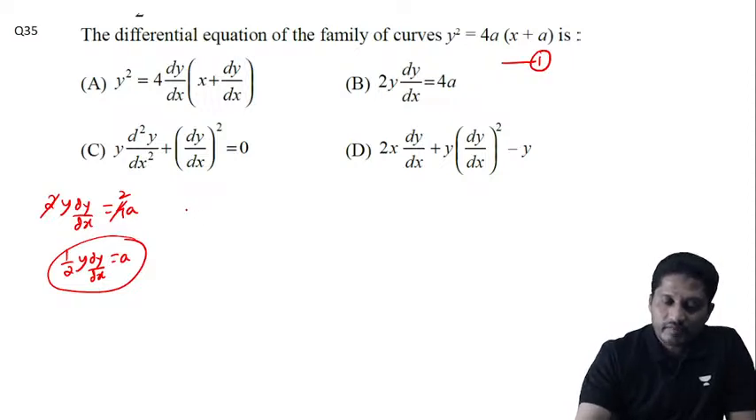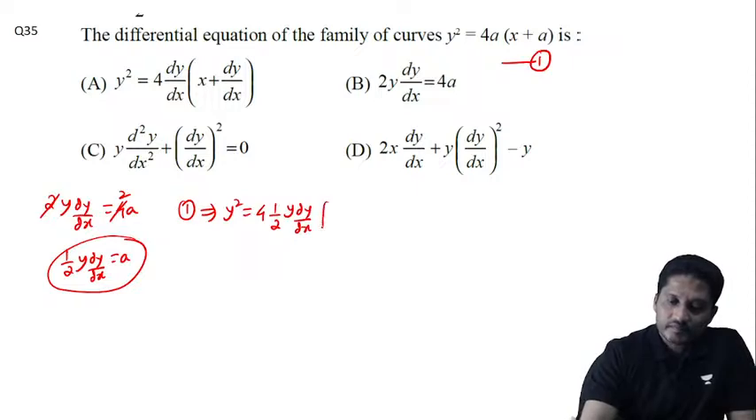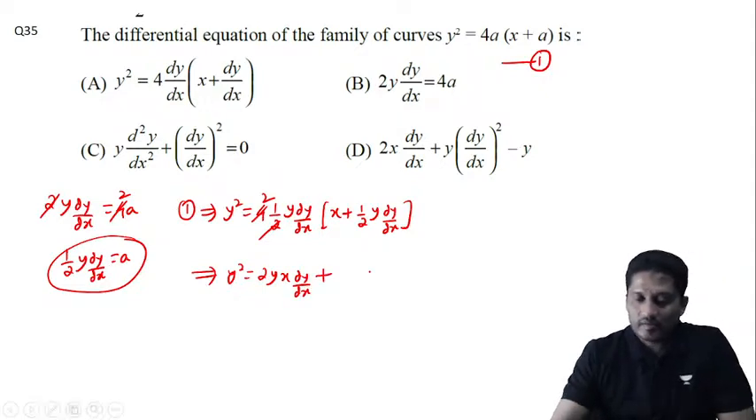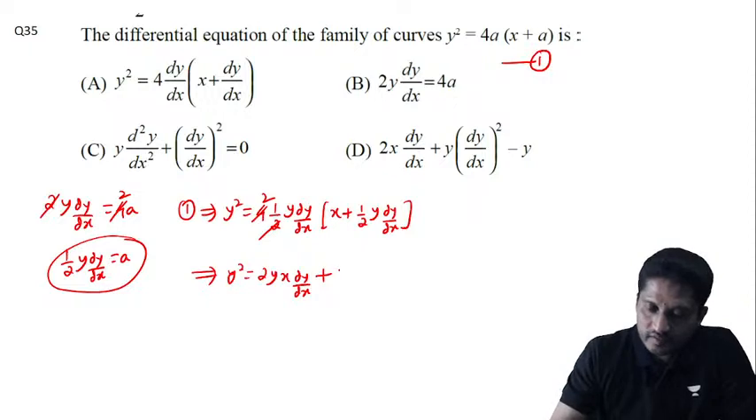If I substitute back in equation 1, you will get y square is equal to 4 into a value, which is half of y into dy by dx, into x plus half of y into dy by dx. This will cancel 2 times. You will get y square is equal to 2y x into dy by dx. If you open the bracket, plus 2 will cancel with 2, right? Y square into dy by dx the whole square.